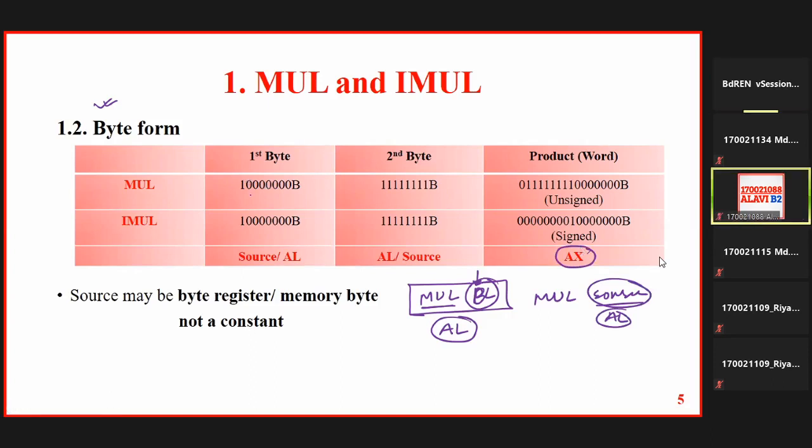So if it is your first byte and this is the second byte, in the case of unsigned and signed, in both cases it will be stored in AX. But whether it will be signed or unsigned depends on the instruction that you are using. Since it will be stored in AX, that means AL will get overwritten, right? Yes, AL will get overwritten.